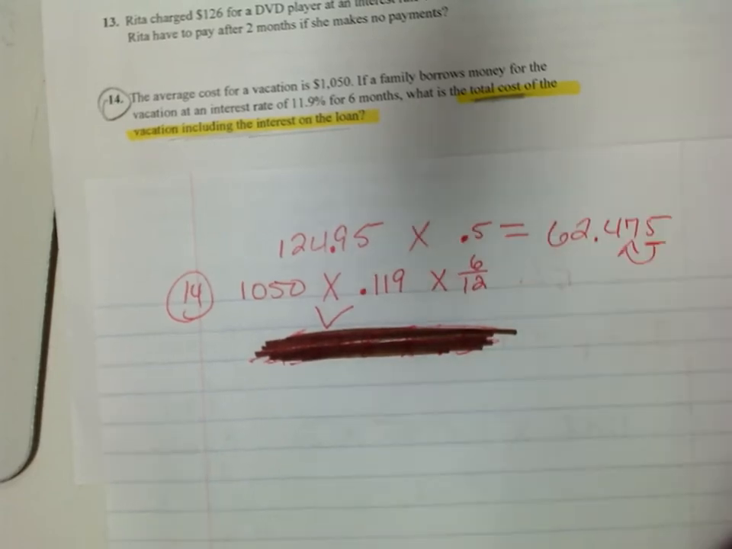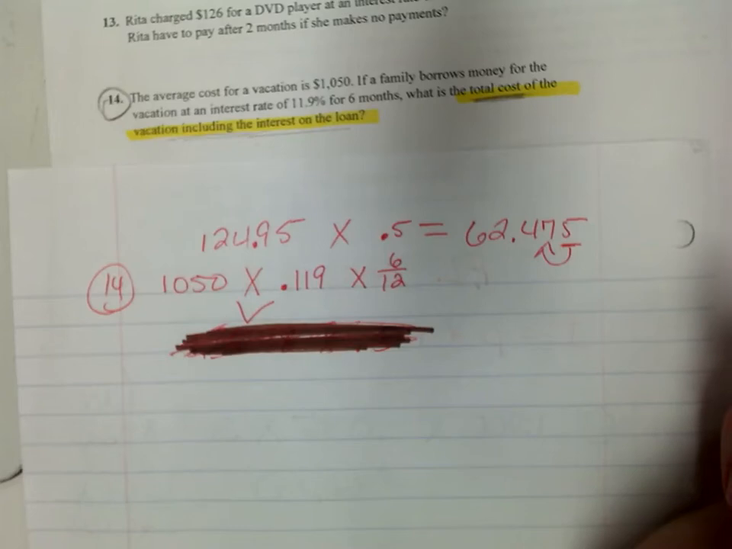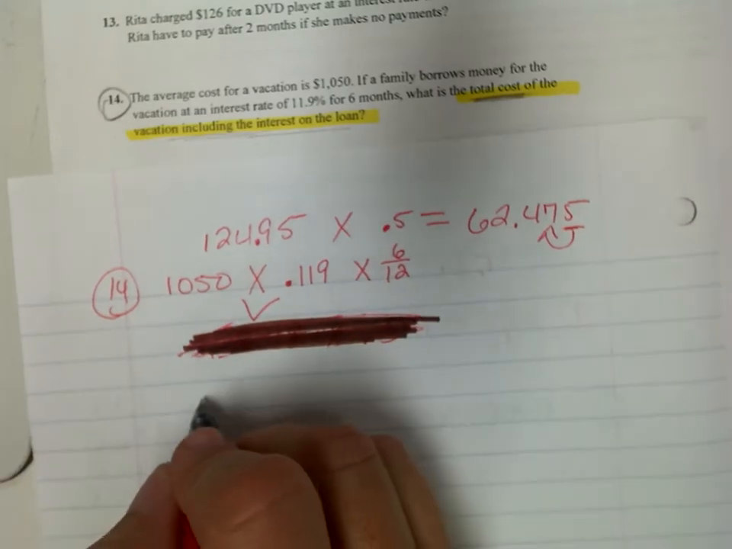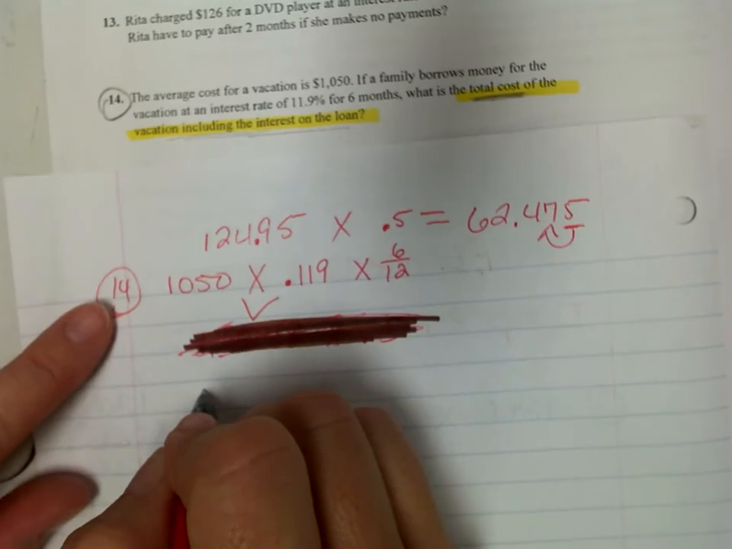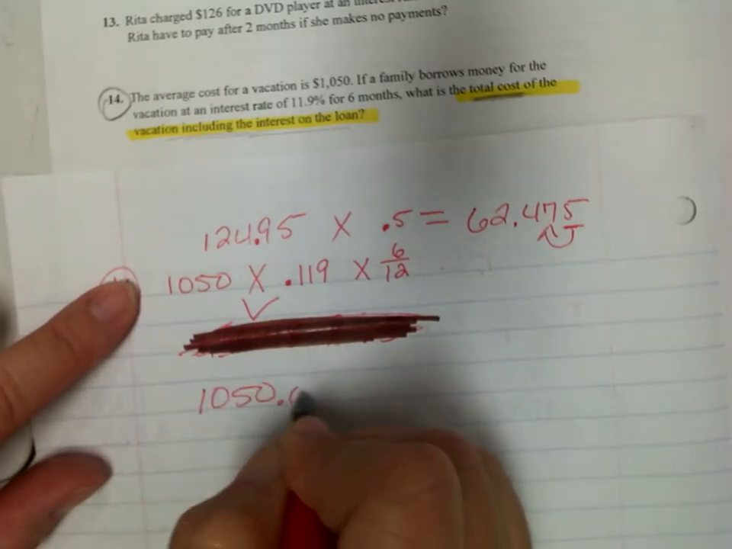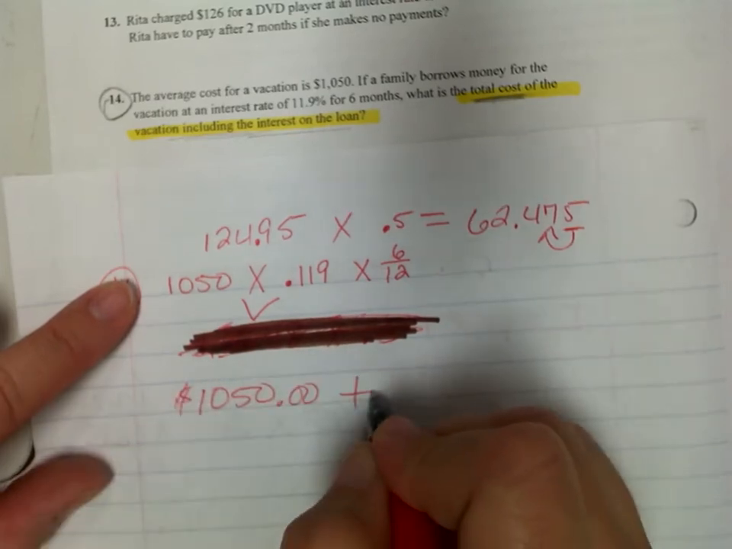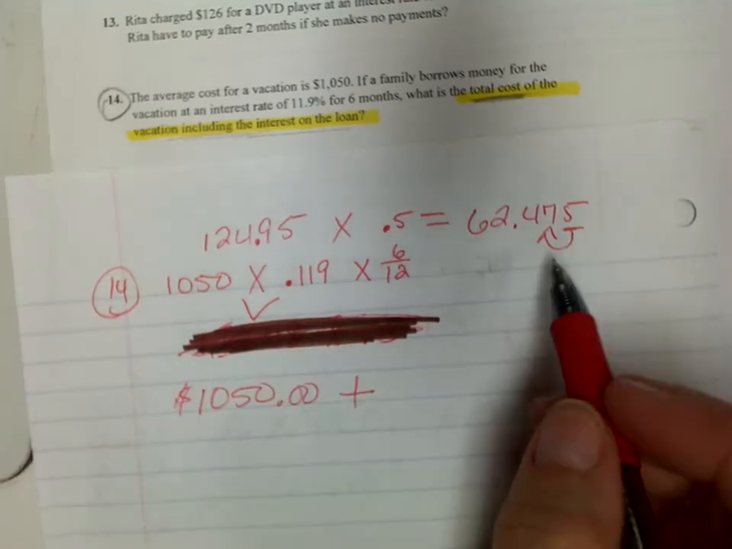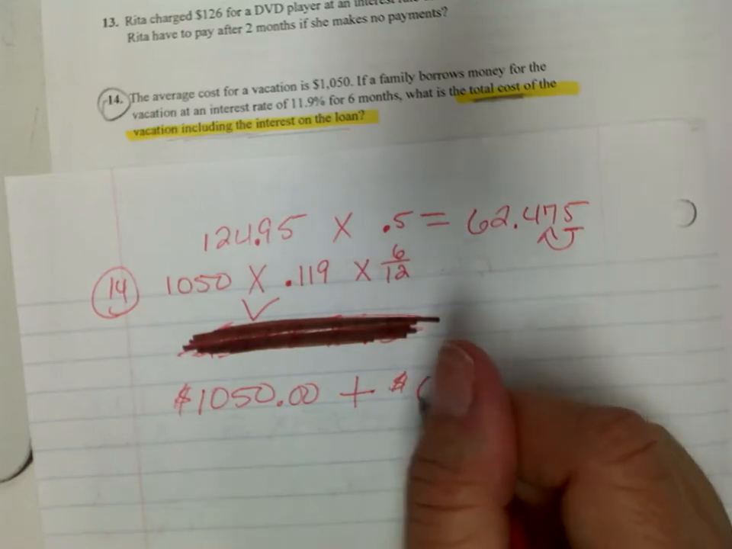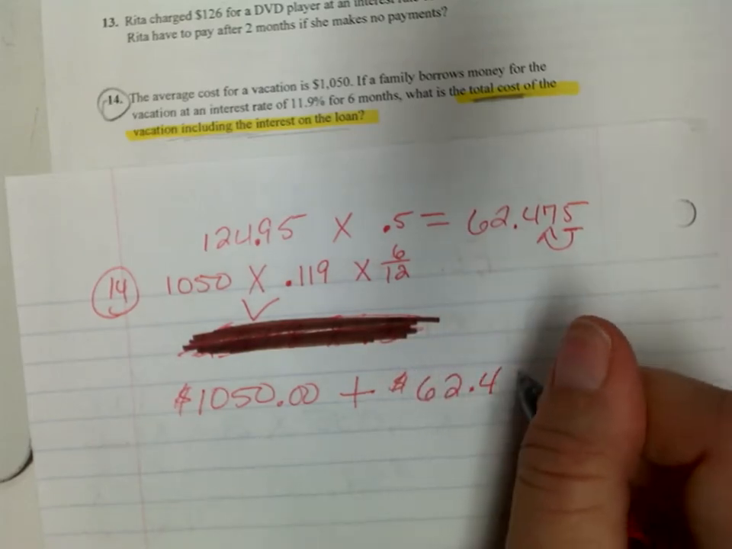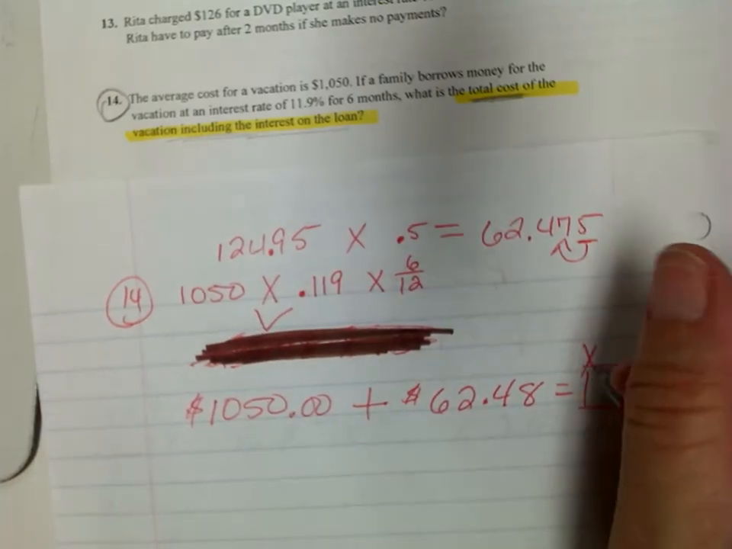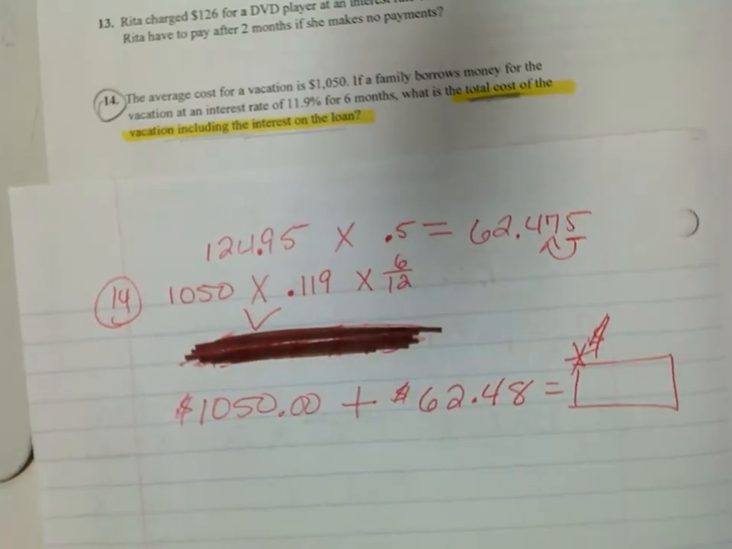So this number tells you to do what to that number? And then you're going to go back and add it. The total cost of the trip, or the average cost for the vacation, was the $1,050, plus now your interest that you have to pay for the loan, and this will be your total cost. This is what I want on your paper. Don't forget your dollar signs.